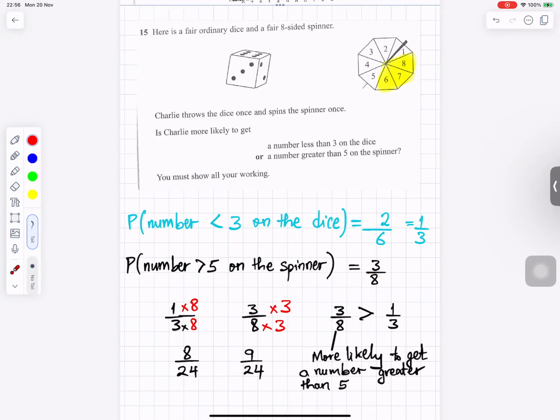So we have 1 over 3 and then 3 over 8. We want to make them the same denominator. So you times by 8 and times by 3. So it's 8 over 24, and 3 over 8 times by 3 is 9 over 24. So 3 over 8, which is 9 over 24, is more likely to get a number greater than 5.